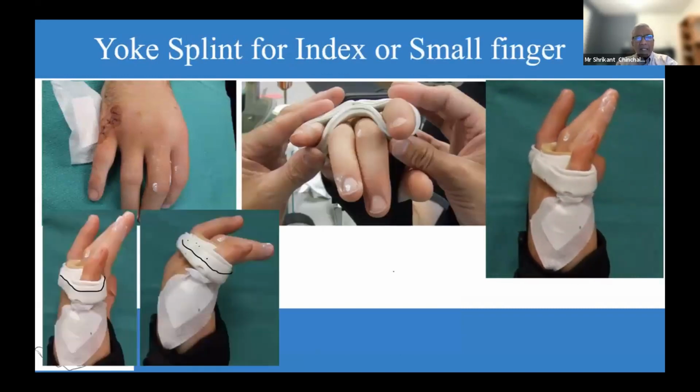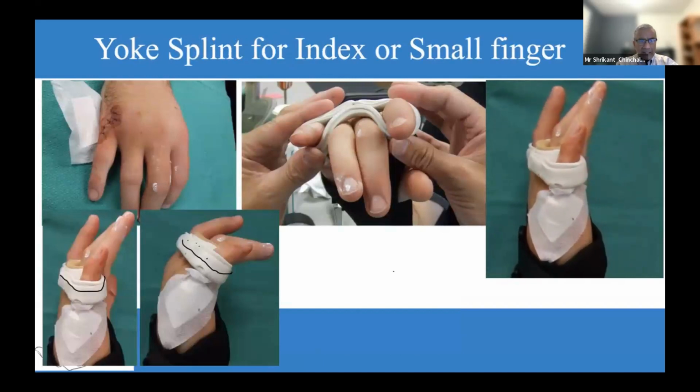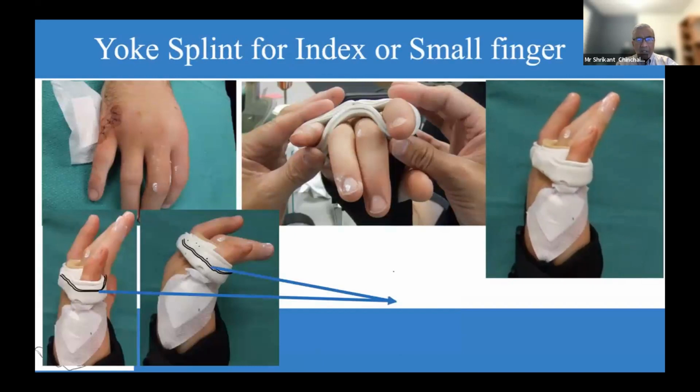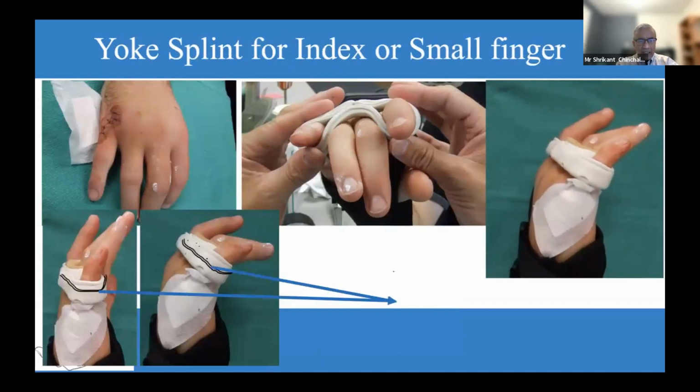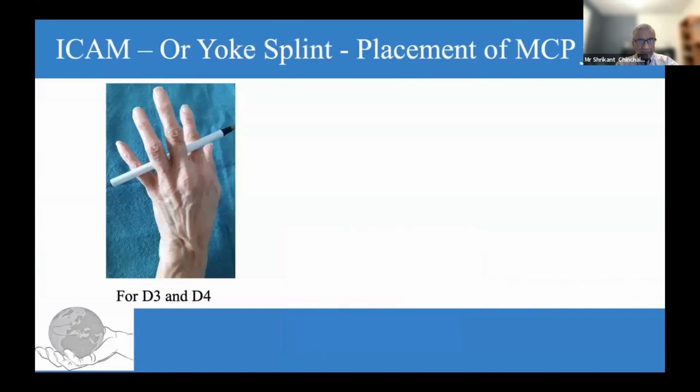So there are different types of splint design. As you can see, if there are border fingers, then we need to keep the central two fingers in flexed position and the border fingers such as index and small finger somewhat in a hyperextended position. So here this patient had a somewhat longer splint, and of course that needs to be trimmed to allow PIP joint range of motion. The posture of the finger should be such that for D3 and D4, for example, ring and long finger should be kept in hyperextended position in relation to the index and small.